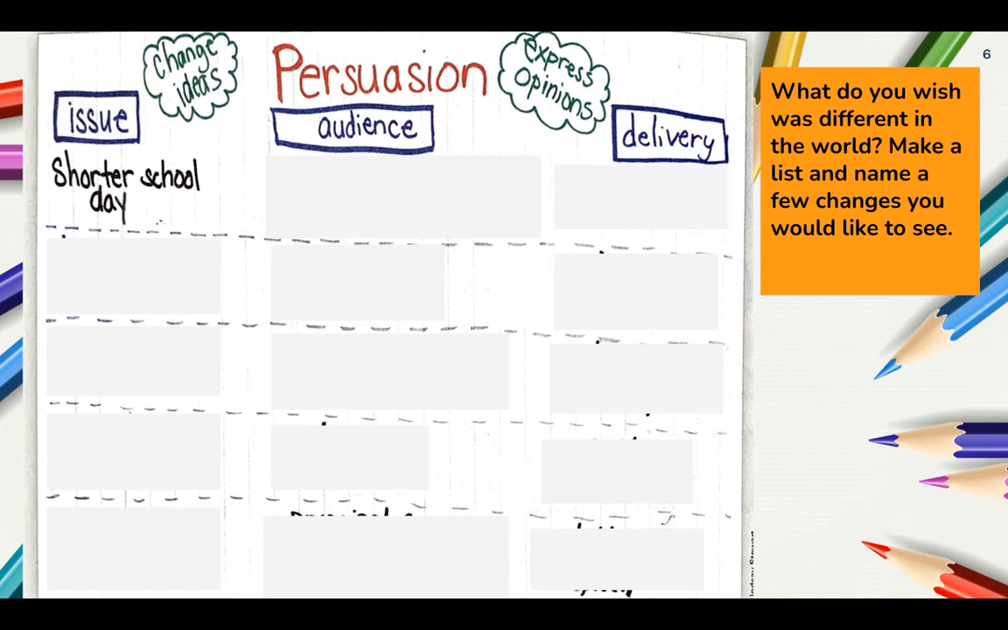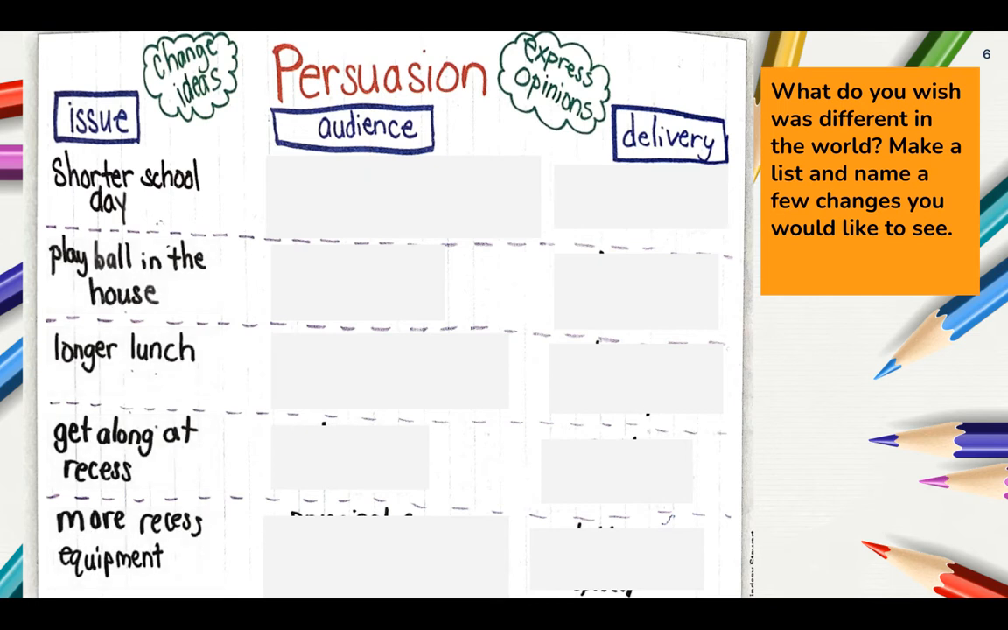Okay, so now you've come up with this list of all the issues that you want to see change in. Look over your list. Make sure that it's appropriate and make sure that the topics are topics that you can research about or know a lot about in order to write about. If you're happy with your list, go ahead and write down these issues into your anchor chart, just like I've done here. Pause now to do this.